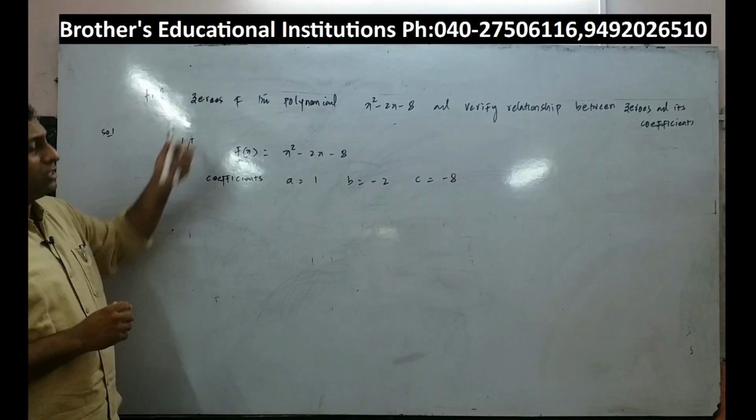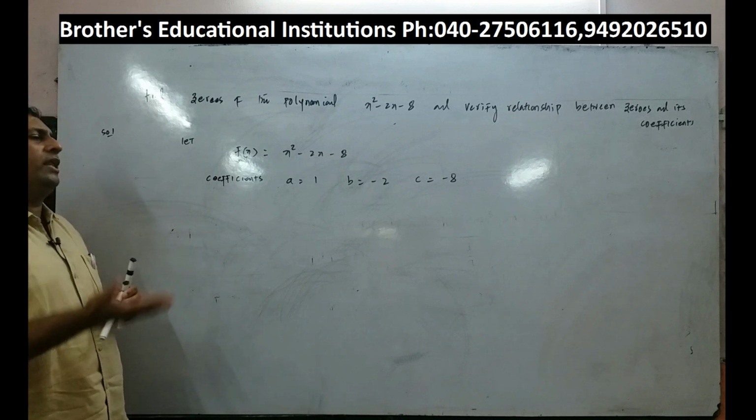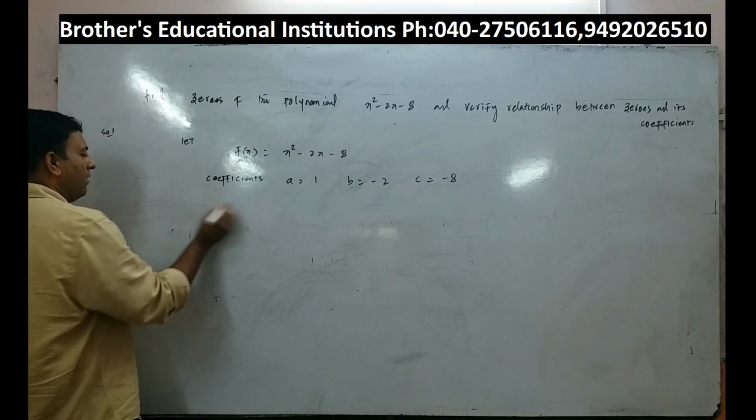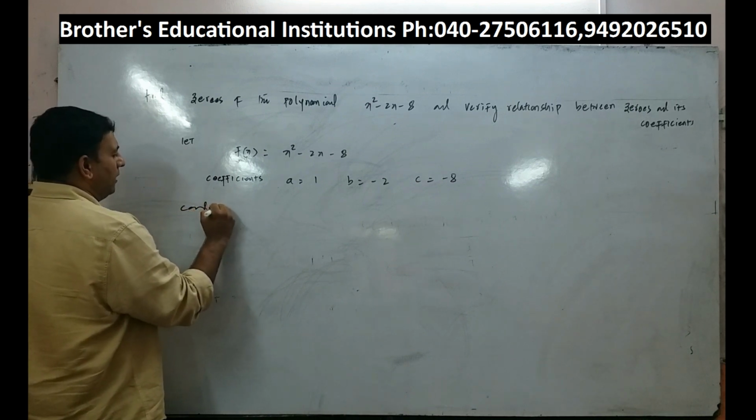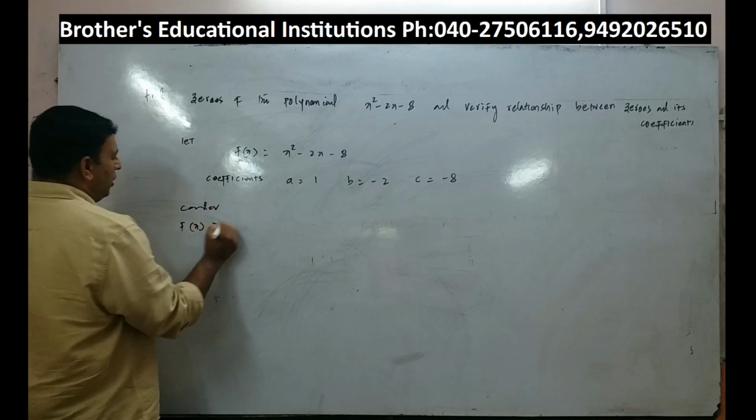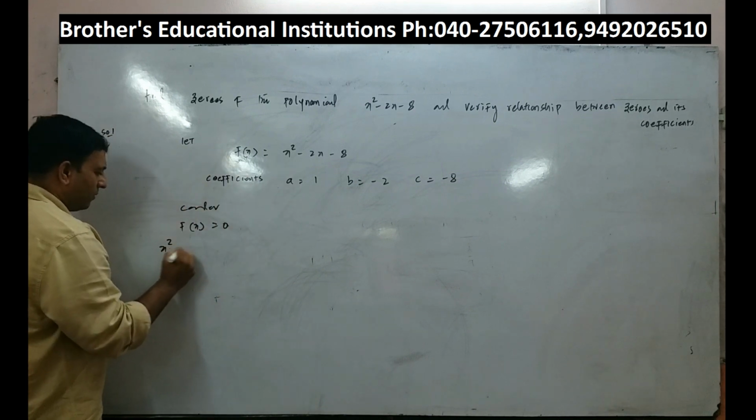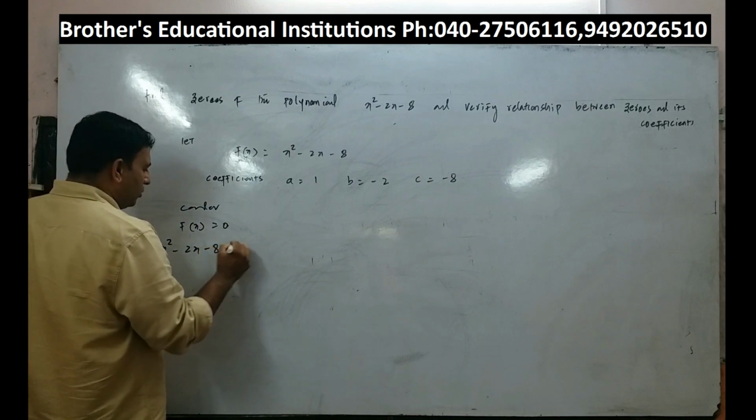Now I got the coefficients. Now I have to find what? Zeros. How do I find the zeros? By equating the polynomial to 0. I will say consider what? f of x is equal to 0. What is f of x? x square minus 2x minus 8 is equal to 0.